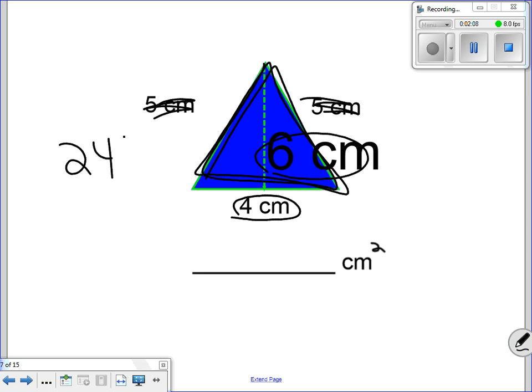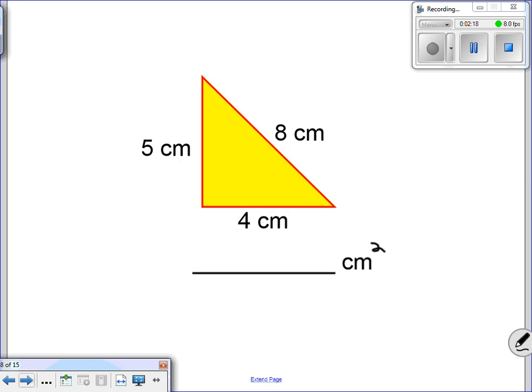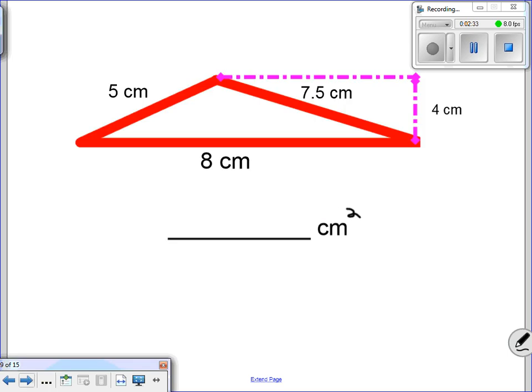Half of 24 is 12. 12 centimeters squared. Let's keep going. Let's take a look here. Base times height. This 8's not important because here's my base. Here's my height. I've got a 20. Divide that by 2 gives me 10. 10 is my area.